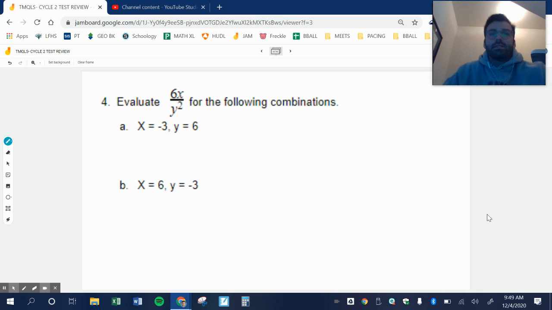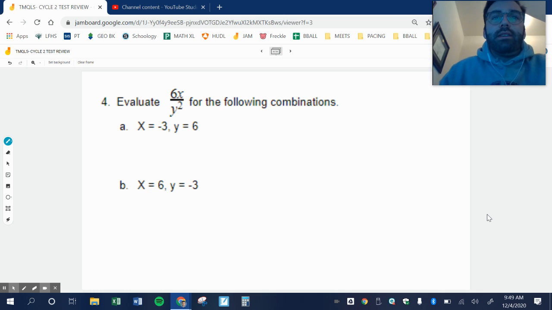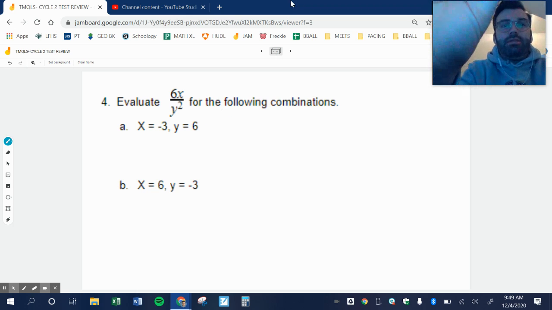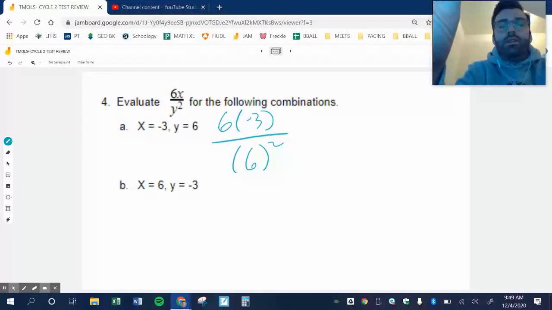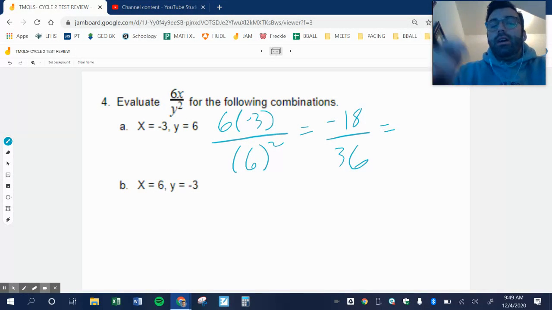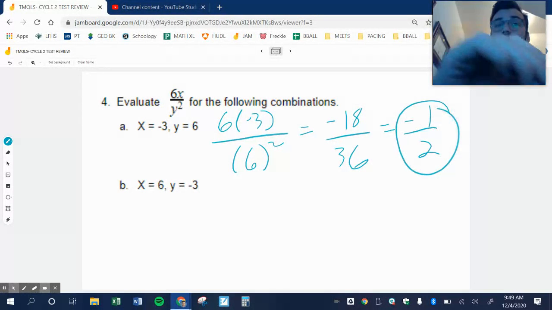All right, next, number 4, evaluate the given using the following combinations. So I got x is -3, so remember these are just inputs. 6 times -3 over 6 squared. 6 times -3 is -18. 6 squared is 36. And then if I simplify, I can divide those both by, excuse me, divide those both by 18. 36 divided by 18 is 2. So it simplifies to -1/2.